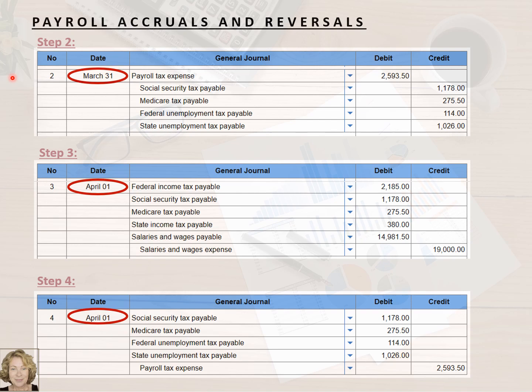The entries recorded as step 3 and 4 are the exact reversals of what we previously accrued. In step 3, we're reversing the payroll accrual, and in step 4, we're reversing the employer share of the payroll taxes. If you're using an accounting software program, the system will record the reversing entries for you automatically if you mark the original entries as reversing.